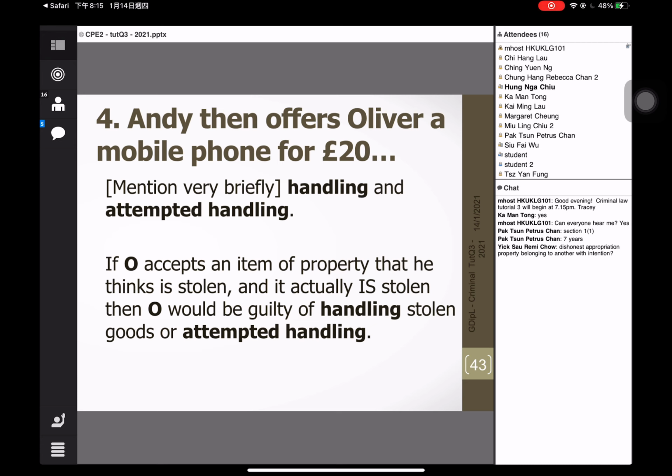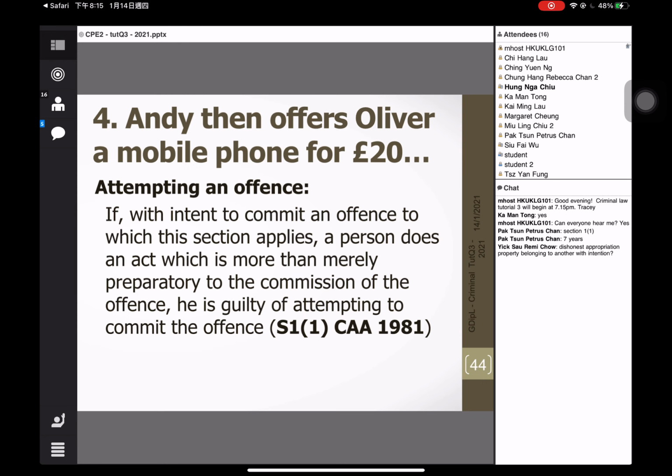But if it isn't, and that can't be proved by the prosecution, then the appropriate charge is attempting to handle stolen goods. But of course, attempting to handle stolen goods is charged contrary to Section 1.1 of the Criminal Attempts Act 1981. And this we will do in the last lecture. If with intent to commit an offence to which this section applies, a person does an act which is more than merely preparatory to the commission of the offence, he is guilty of attempting to commit the offence. In other words, trying to commit the offence.